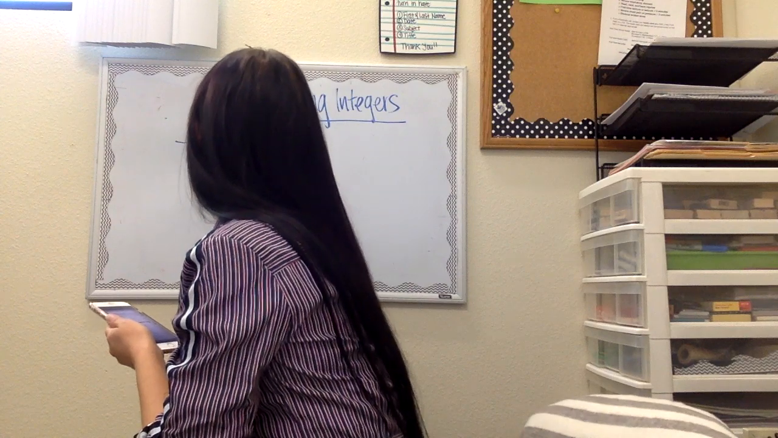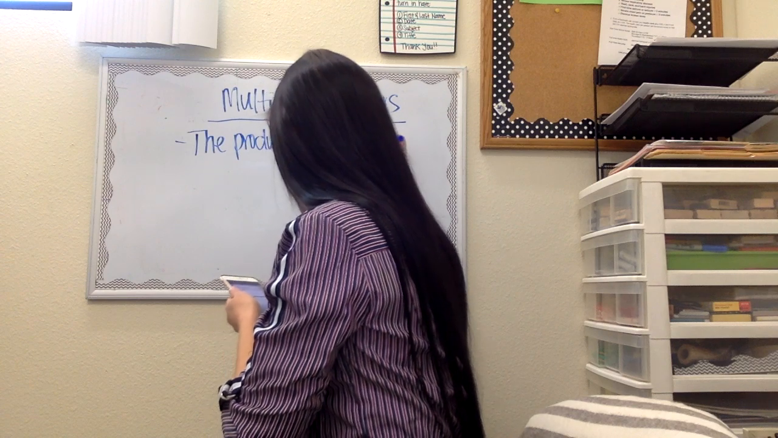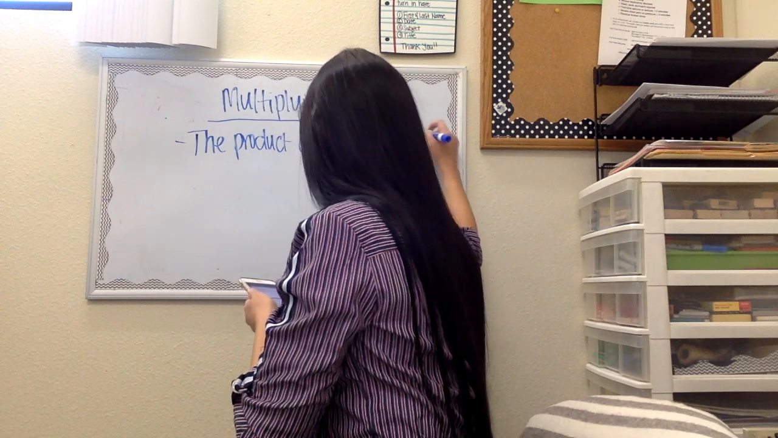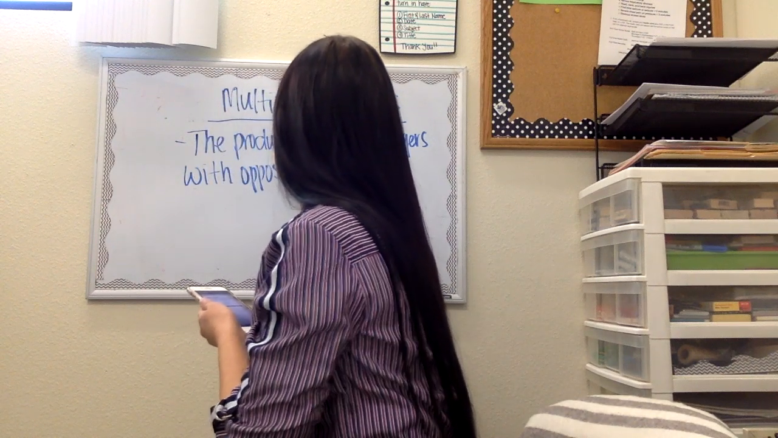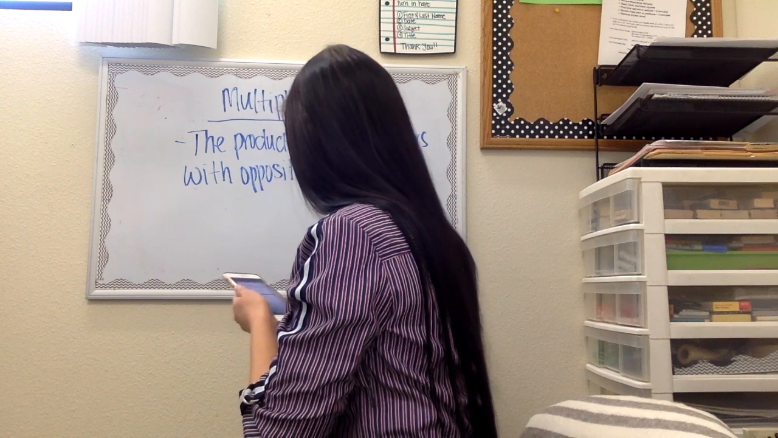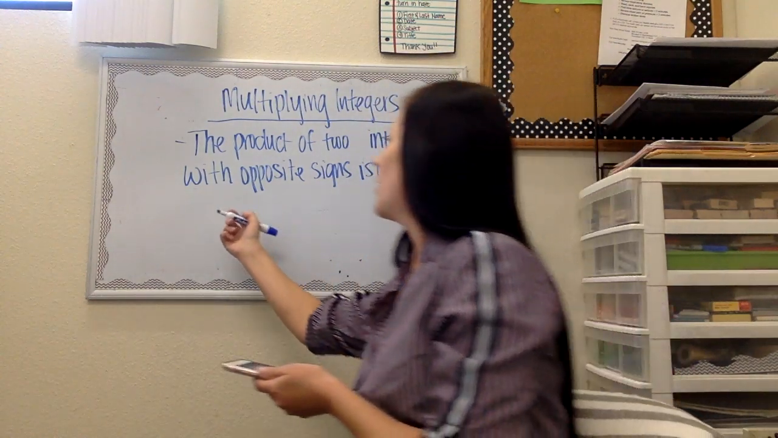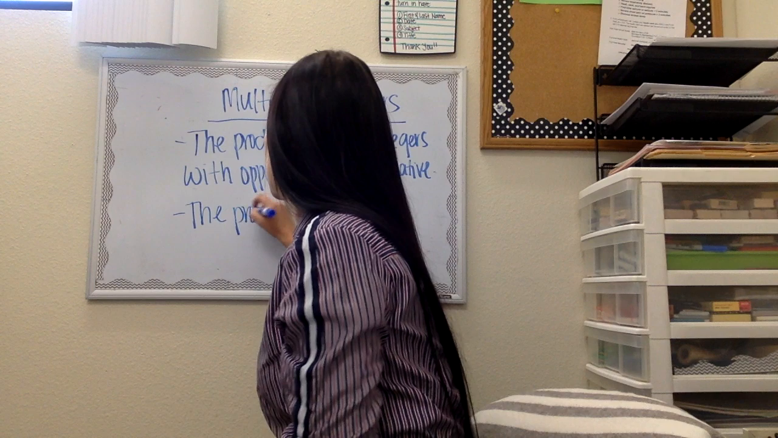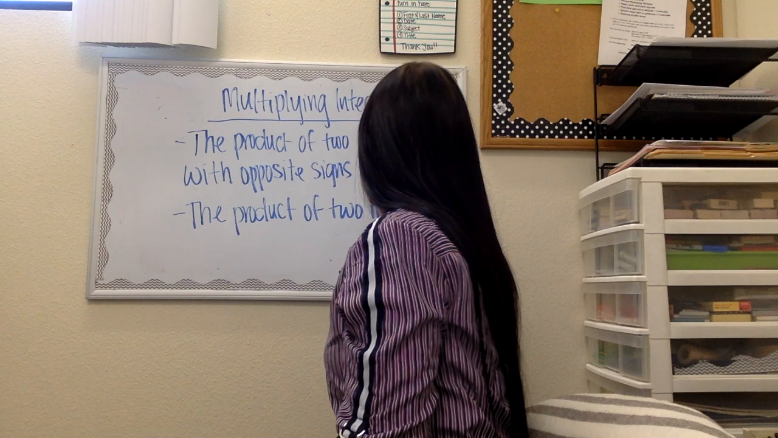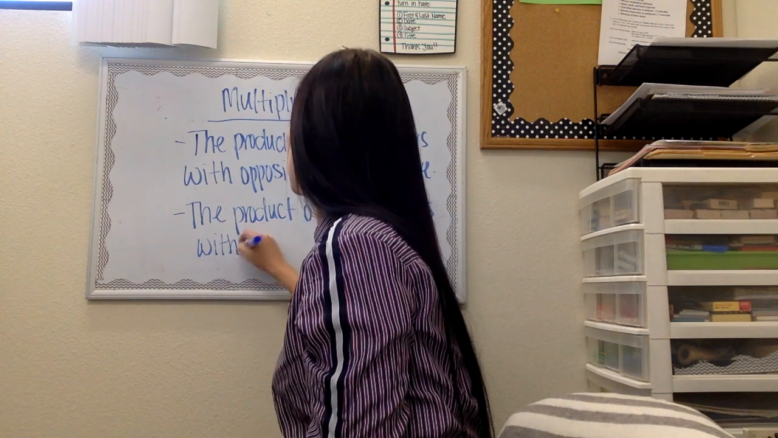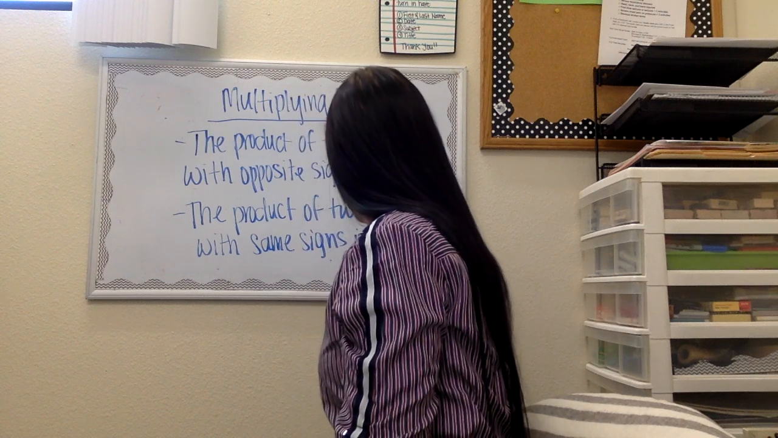So first of all, the product, remember that's multiplication, of two integers with opposite signs is negative. Okay? The product of two integers with same signs is positive.